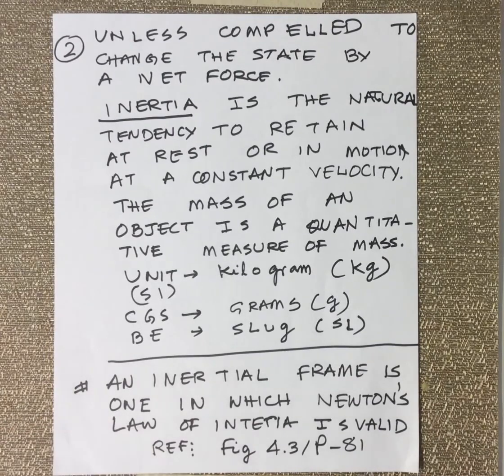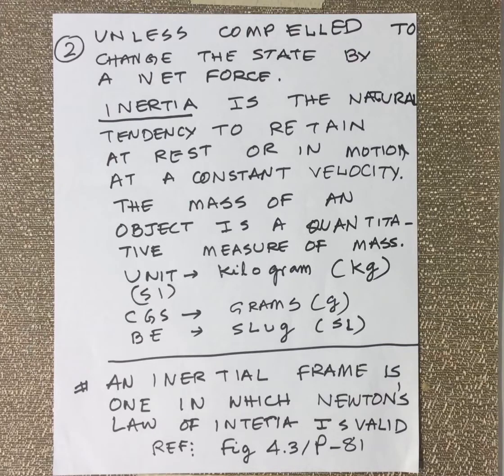Next page, we define inertia. Inertia is the natural tendency to remain at rest or in motion with a constant velocity. The mass of an object is a quantitative measure of inertia, and it is measured in kilograms, grams and slugs. Kilograms for SI, grams for CGS, and slug for the British system.